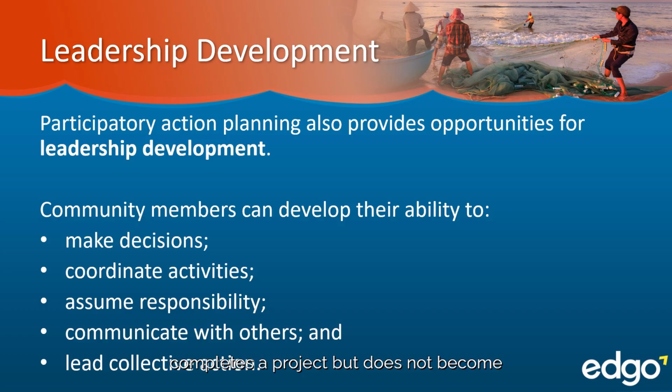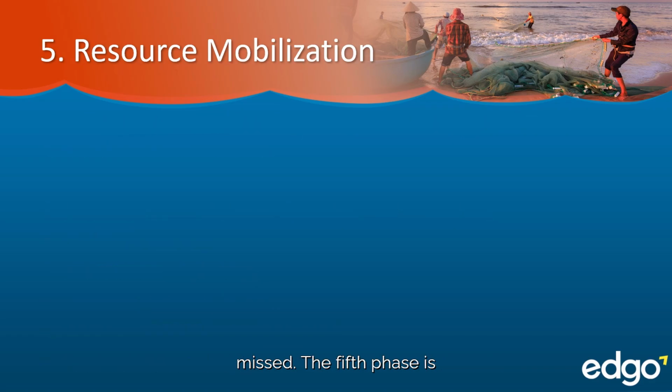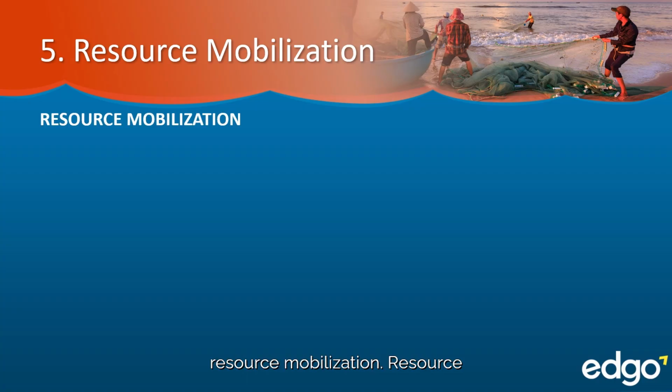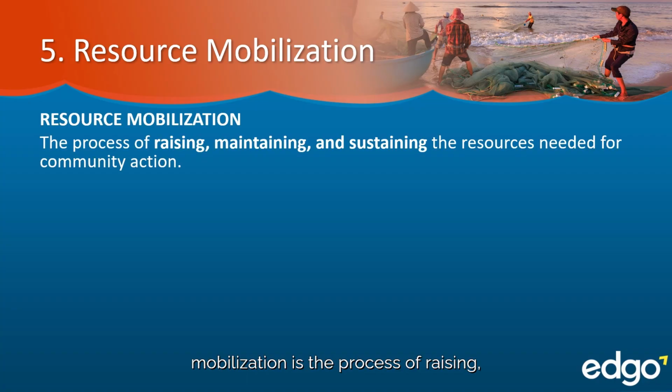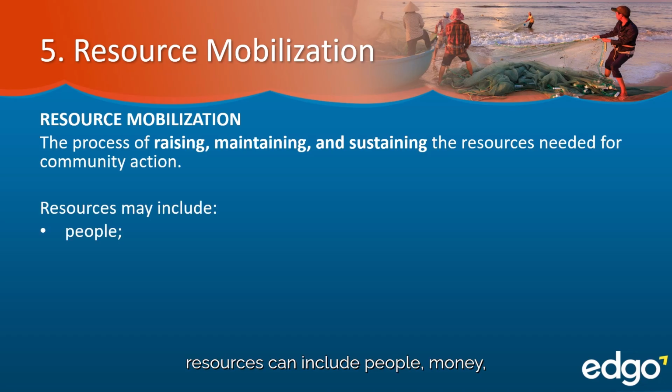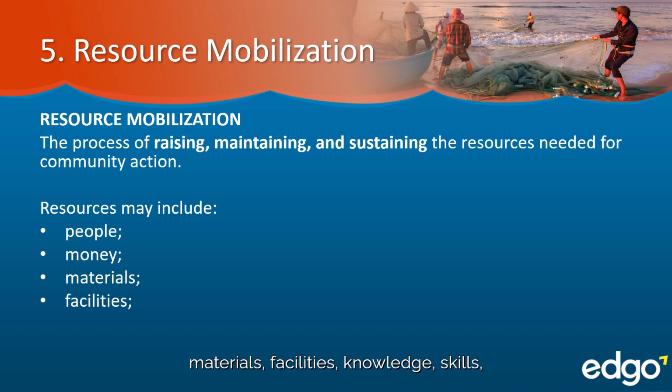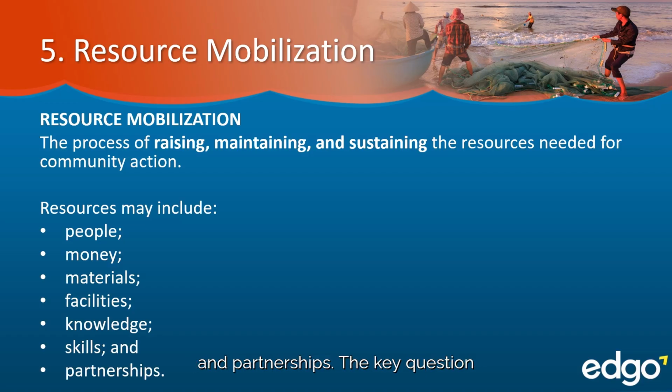If a community completes a project but does not become more capable in the process, an important opportunity for development may have been missed. The fifth phase is resource mobilization. Resource mobilization is the process of raising, maintaining, and sustaining the resources needed for community action. These resources can include people, money, materials, facilities, knowledge, skills, and partnerships. The key question is: what do we need to make the plan possible? A good plan is only useful if the community can mobilize what is necessary to implement it.